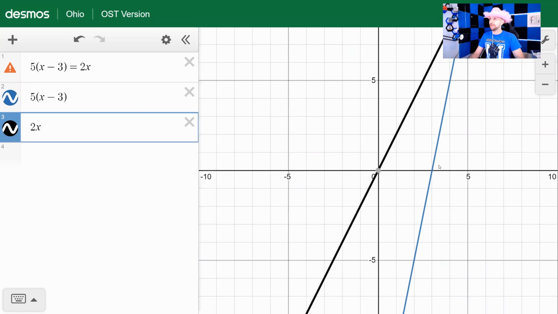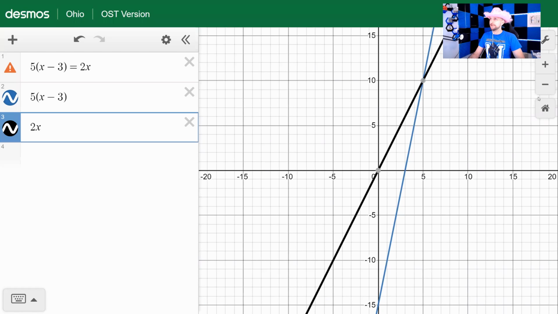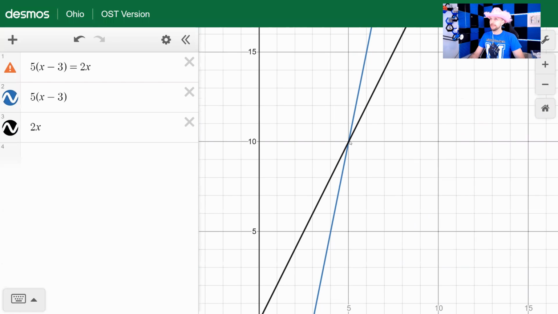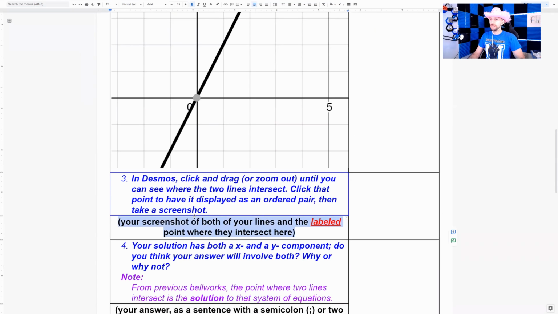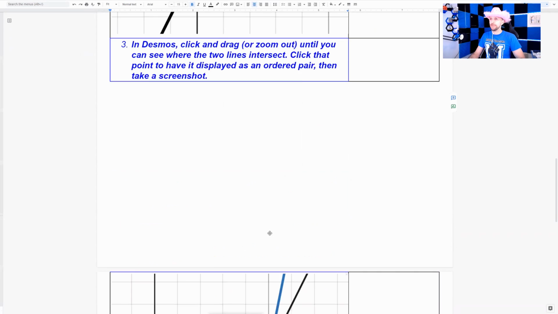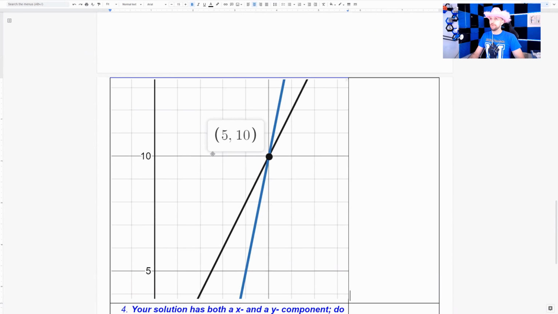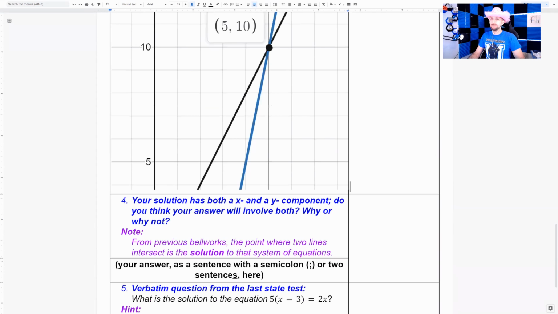All right, so I need both of my lines on. I can't really see where they intersect, so I could either zoom out and find that intersection, or I could drag and click where I can see that intersection. Now, if I just hover over that point, it'll show up in gray. I want to click it so it stays on, and I can take a nice screenshot. Hit that. Again, I want both my lines and the labeled point. So if I didn't get that screenshot with that point labeled, I want to make sure that that is on.